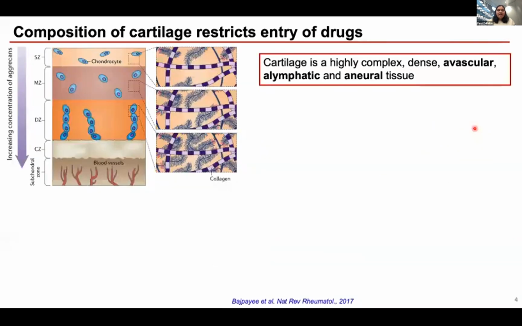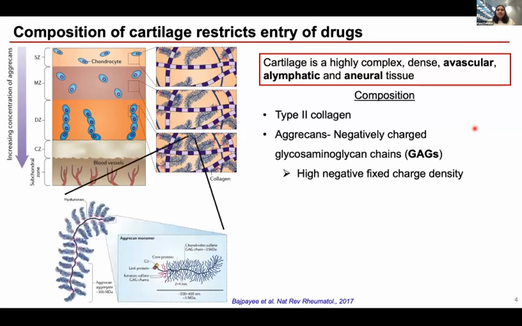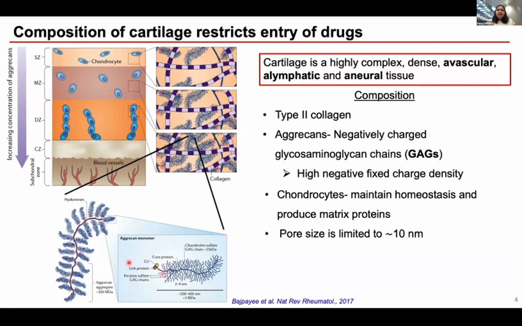Cartilage tissue is a very dense, avascular, aneural, and alymphatic tissue. It is made up of a dense meshwork of collagen 2 fibers and aggrecans. This is a structure of a 300 megadalton aggrecan aggregate. It is made up of hundreds of 3 megadalton aggrecan monomers, which contain negatively charged chondroitin and keratan sulfate GAG chains that are spaced 2 to 4 nanometers apart from each other. This matrix gives cartilage a nanopore size of about 10 nanometers.